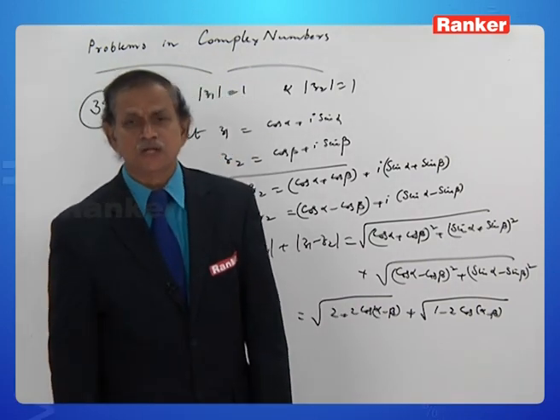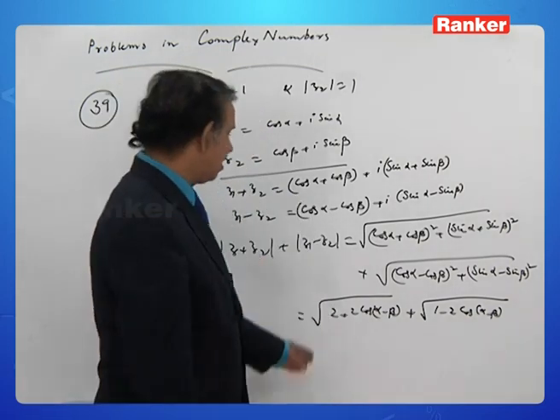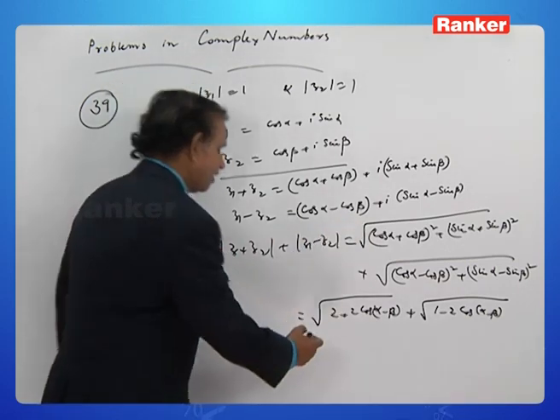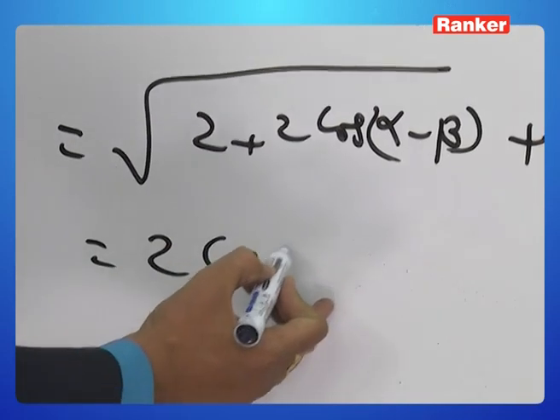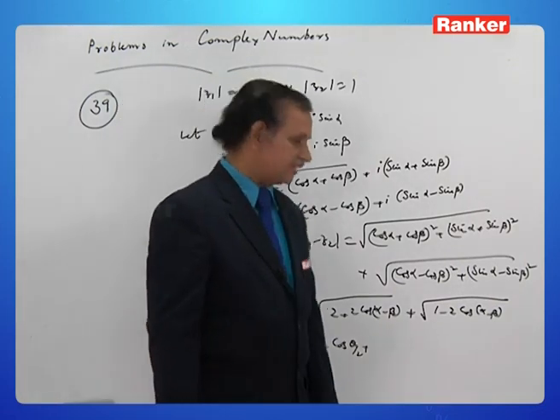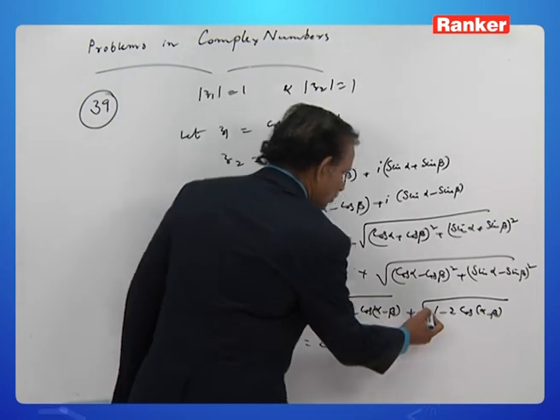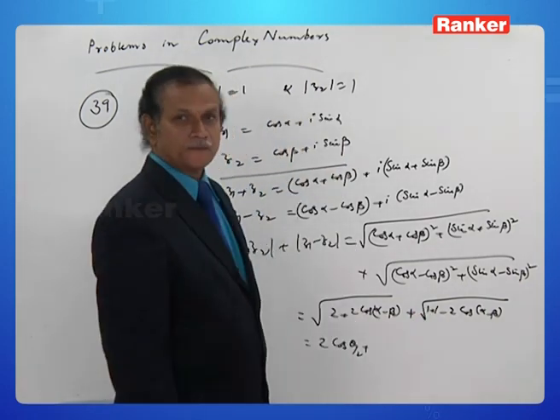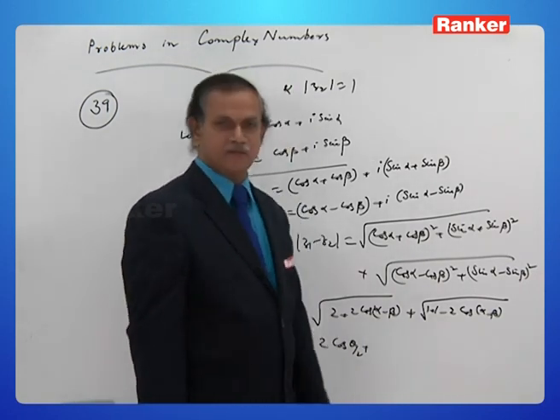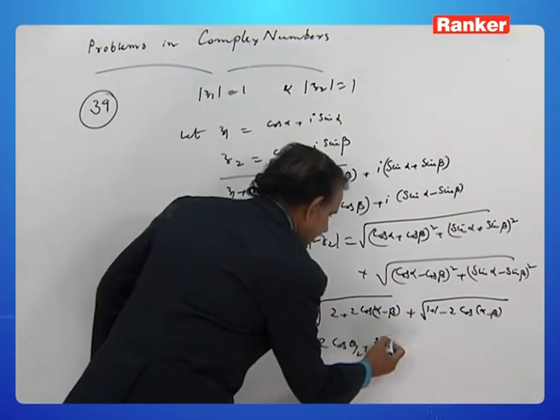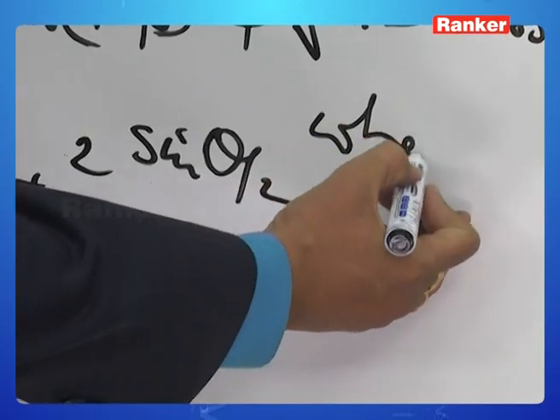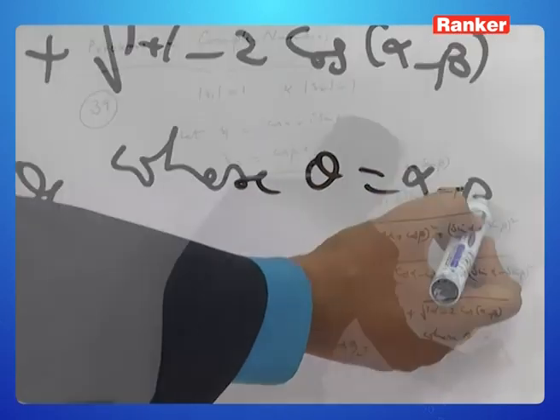What is 1 plus cos theta? 2 cos square theta by 2. Already 2 is here. So it is 4 cos square theta by 2. Under root, that means 2 cos theta by 2. Then the other one, 2 into 1 minus cos theta, is 2 sine square theta by 2. That is 4 sine square theta by 2. Under root it is 2 sine theta by 2. Where theta is alpha minus beta.